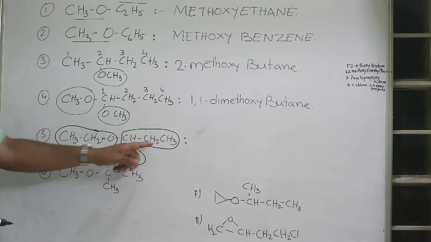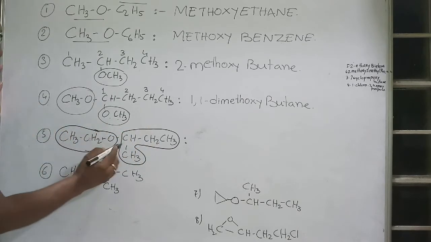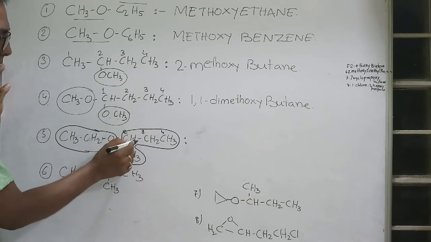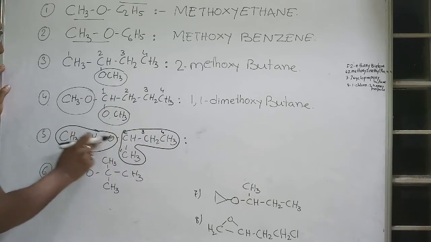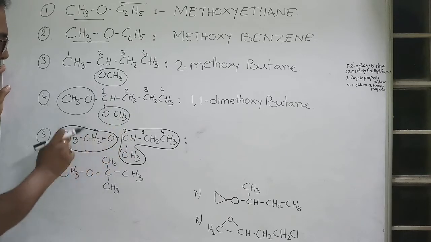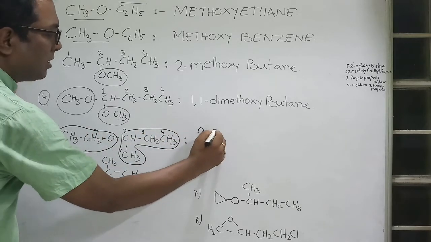And here this is butane. But to which point is it attached? This ethoxy is lying on the first, second, third and fourth. So you can see this is the second carbon to which the ethoxy is being added. So this is the second carbon containing the ethoxy group. So we call this 2-ethoxy.